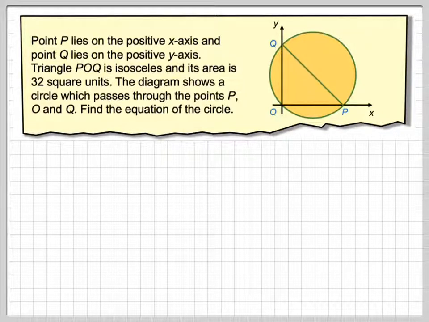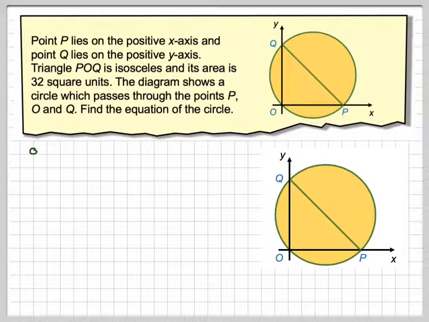So in order to find the equation of the circle, we need to find its centre, which will be on here, and also the radius. So first of all is to find the midpoint of that line. So we need to find the coordinates of that point and that point. So OP is equal to OQ because the triangle is isosceles.